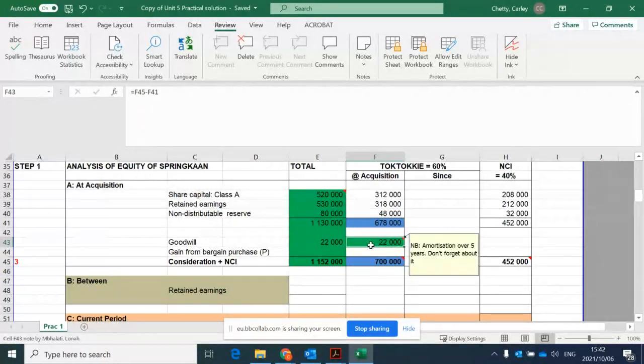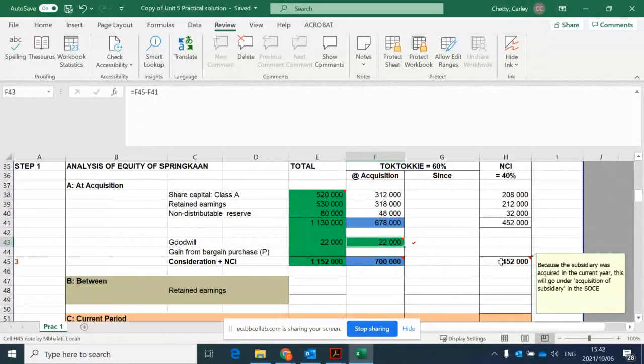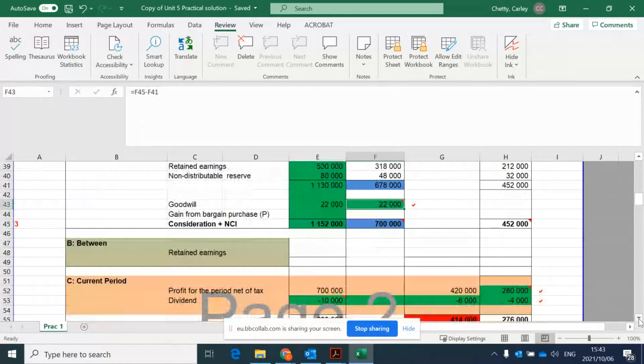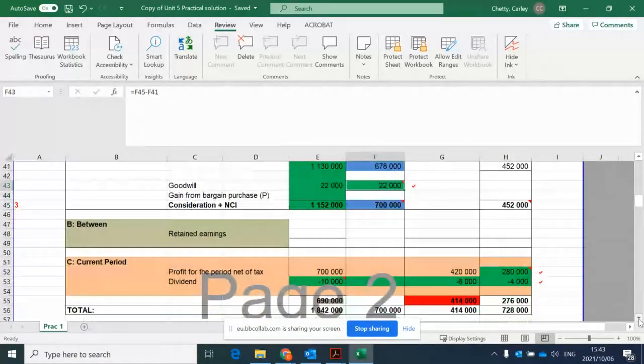So we can see in our situation, we have goodwill of 22,000. And we can see that the NCI at acquisition has a balance of 452,000. So this will go under acquisition of subsidiary in the statement of changes in equity. So we'll come back to this when we do the statement of changes in equity. So because the acquisition took place at the beginning of the current year, part B is blank, okay, which is normal.